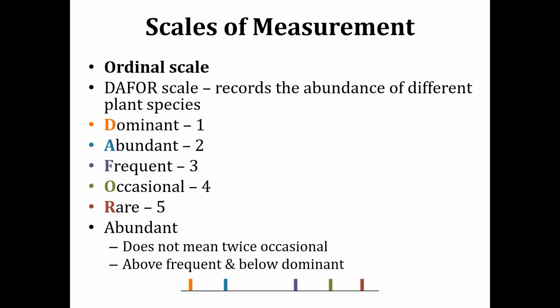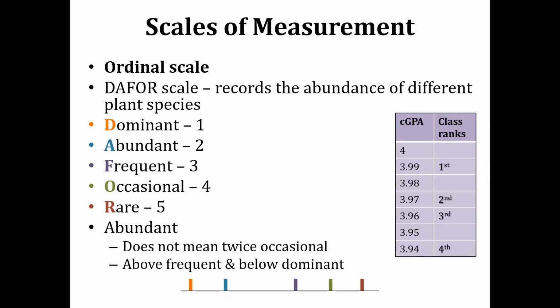But the distance between these is not said to be constant. So we cannot say that frequent means twice of abundant, or we cannot say that occasional is twice of abundant, or frequent is twice of dominant. No, we cannot say that because that distance is not uniform. So this is one example to explain the ordinal scale.